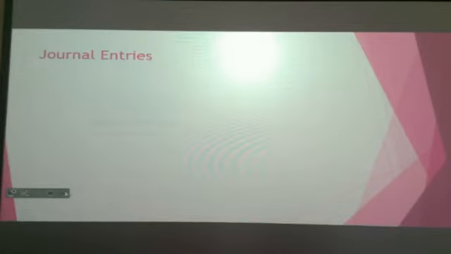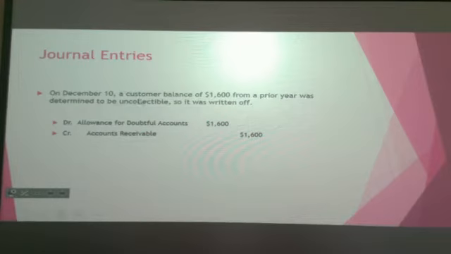So the journal entry for December 10th, the $1,600 write-off, is just a debit to allowance for doubtful accounts for $1,600, and then a credit to accounts receivable for $1,600. With the balance of $1,600 that we're going to write off, it's just a debit to allowance for doubtful accounts and a credit to accounts receivable.